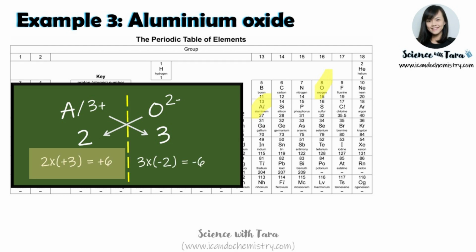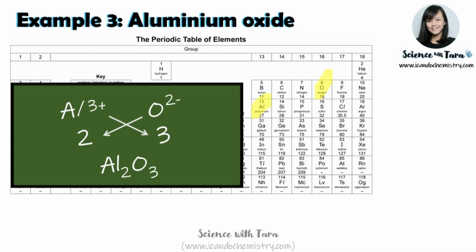So 2 times positive 3 gives us a charge of positive 6 that comes from aluminium ions. And 3 oxide ions times the charge of oxide, which is negative 2, gives us a charge of negative 6. Now the overall positive 6 minus 6 is actually 0. So the charges are now balanced. So the ratio of these ions should be 2:3. This means that we need 2 aluminium ions and 3 oxide ions to make the overall charge 0. So the formula of this ionic compound is Al2O3.